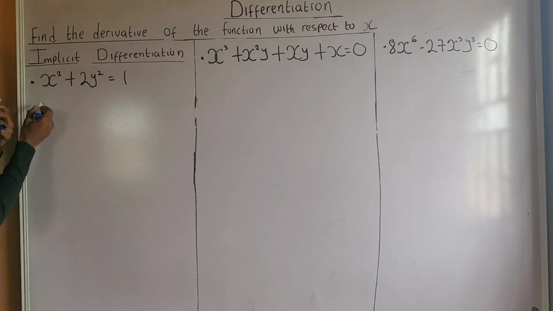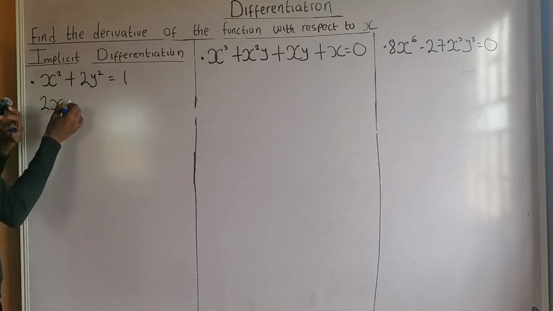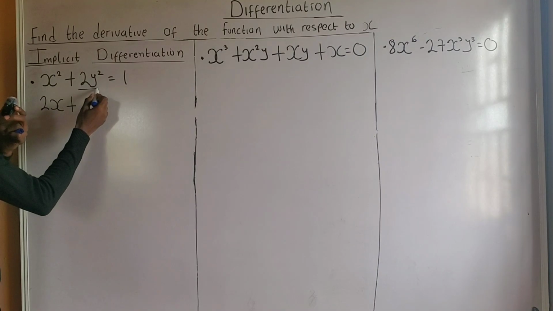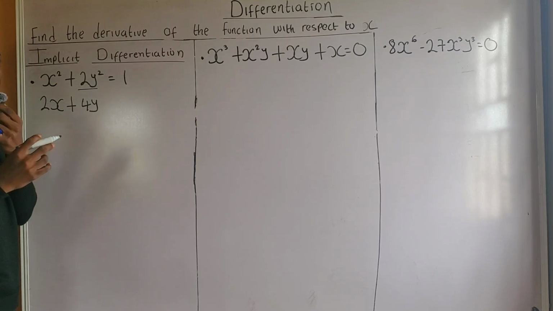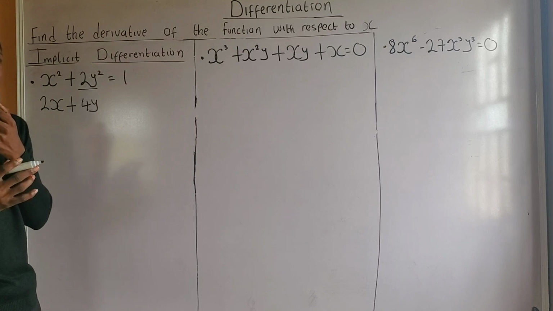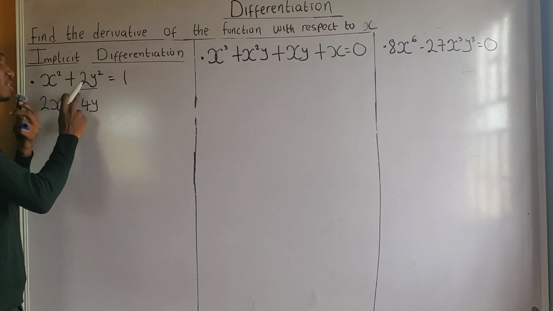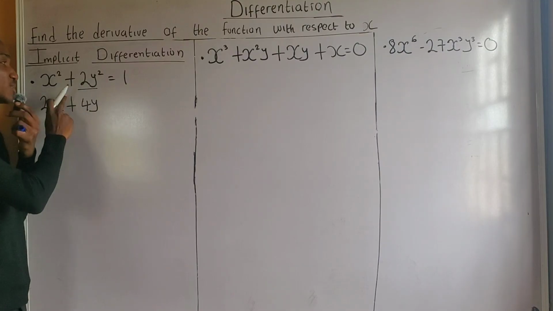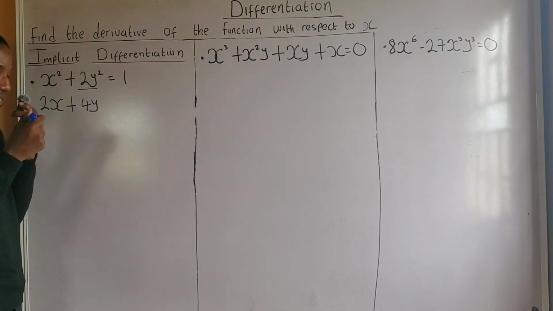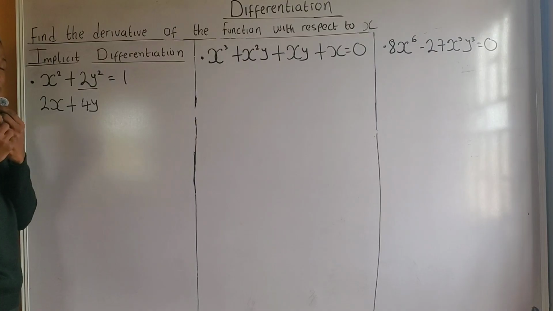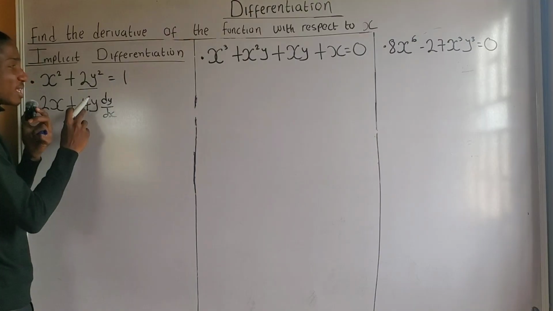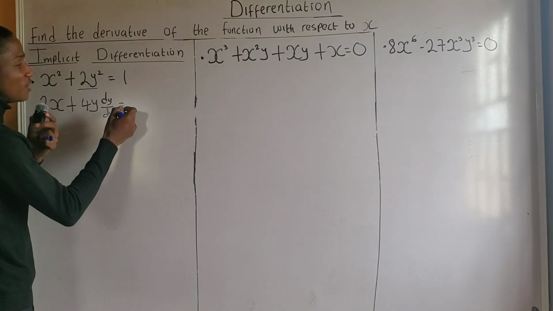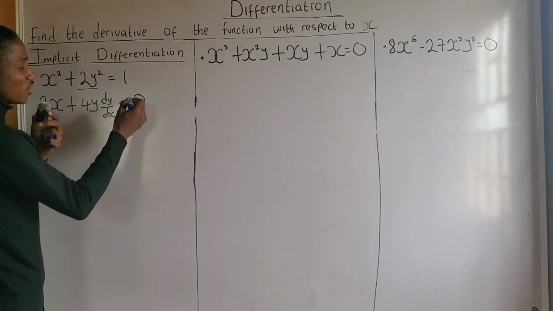Differentiate x squared. You're going to have 2x, right? Yes. Plus, now differentiate 2y squared. You're going to have 4y. Now, because we are differentiating y with respect to x, anytime you differentiate y in this function, you are going to multiply that derivative by dy/dx. So I'm going to have this multiplied by dy/dx because I differentiated y. If you differentiate 1, you're going to have 0. So I'm going to have 0 here.